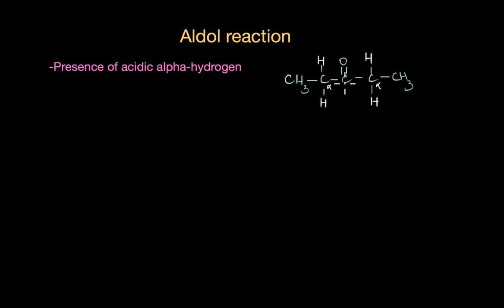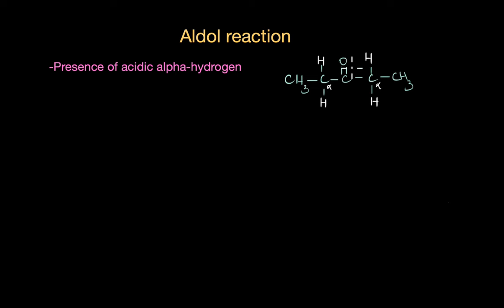And you can see that the carbon adjacent to the functional group, which is the keto group, is the alpha carbon, and the next carbon becomes the beta carbon, and the hydrogen atoms attached to the alpha carbon are the alpha hydrogens. So in this compound, we have 4 alpha hydrogens and 6 beta hydrogens, correct? And what makes these alpha hydrogens acidic?